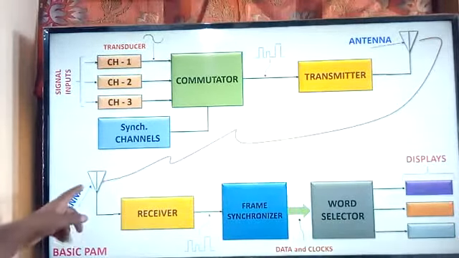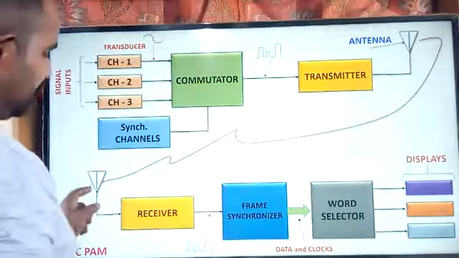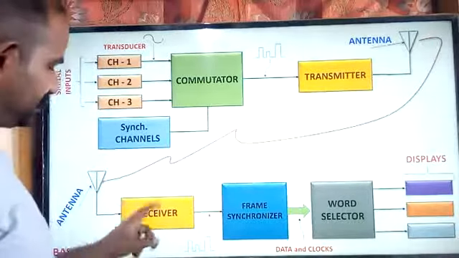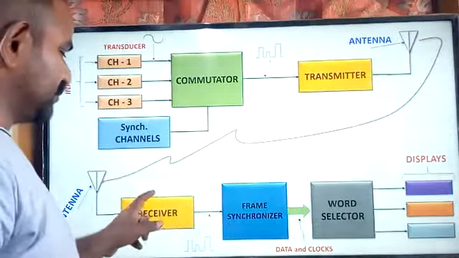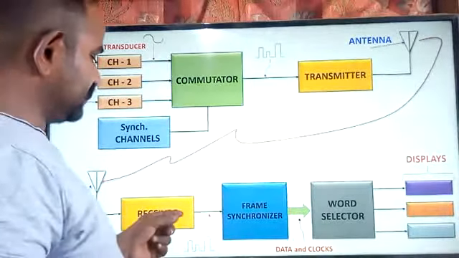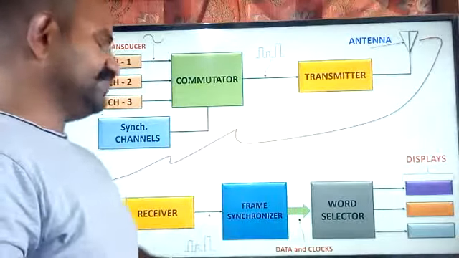This antenna receives the signal through wireless communication, and the receiver demodulates it. If we are using the modulation-demodulation concept, we are obviously supposed to use modulation and demodulation. The receiver demodulates the signal, and that demodulated signal is transferred to the next level, which is frame synchronization.